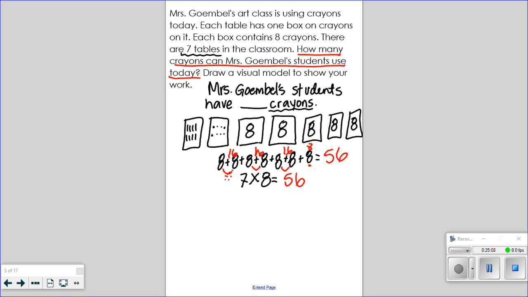Don't forget to put it in your answer sentence. Miss Kimball's students have 56 crayons. Make sure you fill out that answer sentence. Tonight on your homework, I believe you're putting flowers in vases. Yep. Flowers in vases. I should see an answer sentence, a picture, and an equation. Got it? We clear on that?